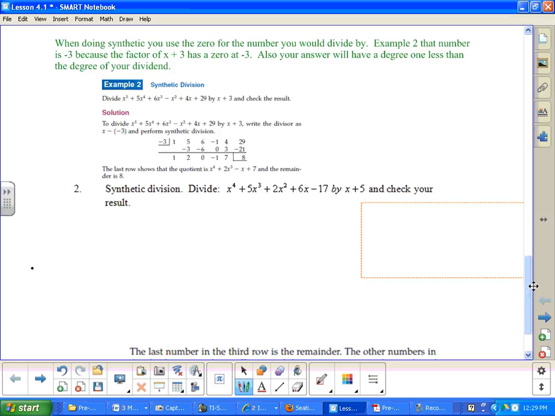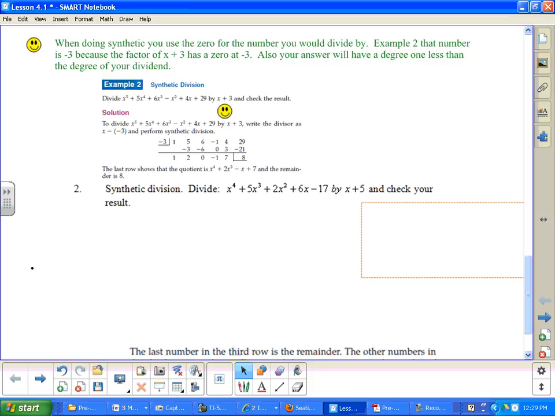Okay, synthetic division. All right, here's our little note here that when we're doing synthetic division, you need to remember to use the 0 for the number you're dividing by. So in example 2, that number is negative 3 because the factor x plus 3 has a 0 at negative 3. Also, your answer will have a degree 1 less than the degree of your dividend.